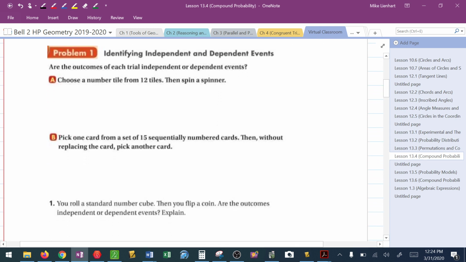Are the outcomes of what we're doing here independent or dependent? It says choose a number tile from 12 tiles. There's one event. Then spin a spinner. Think of one of those spinners where you put it on a table and you spin it and it ends up in a particular region. Do those events tie into one another at all? No. So these two events would be independent.